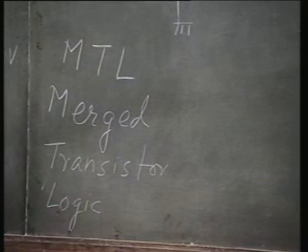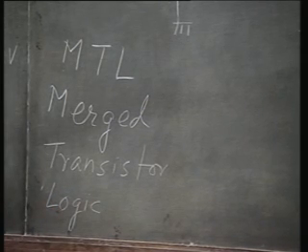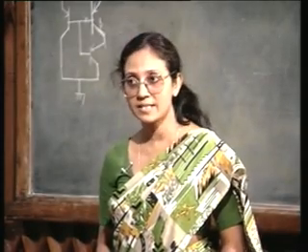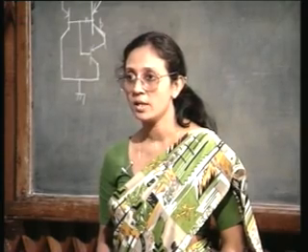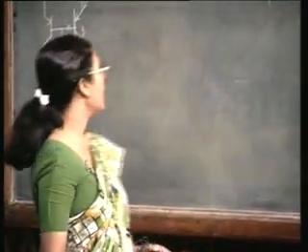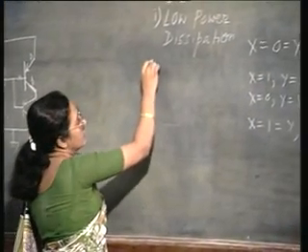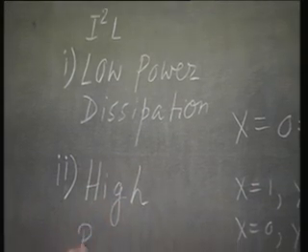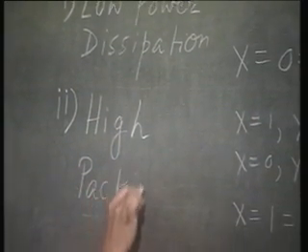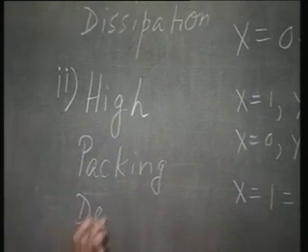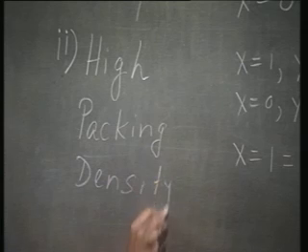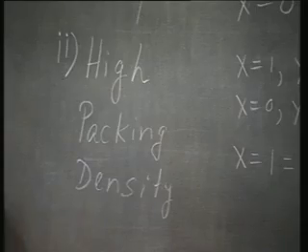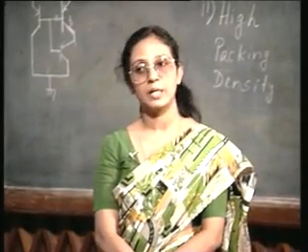Obviously, since these two transistors need not be unique entities but can share certain regions, the packing density of the I square L circuit is going to be very high. So, I have the second advantage: it has high packing density. These are the two great advantages of the I square L circuit: one is low power dissipation, the other is high packing density.